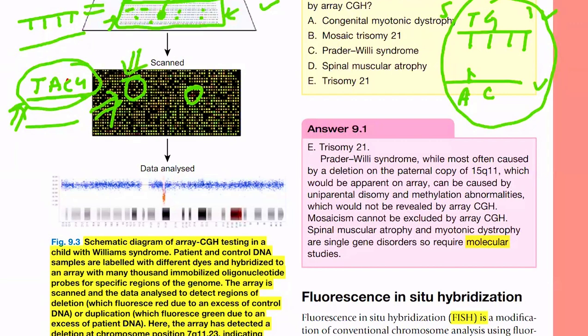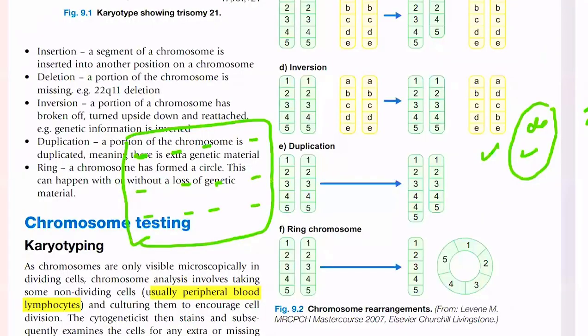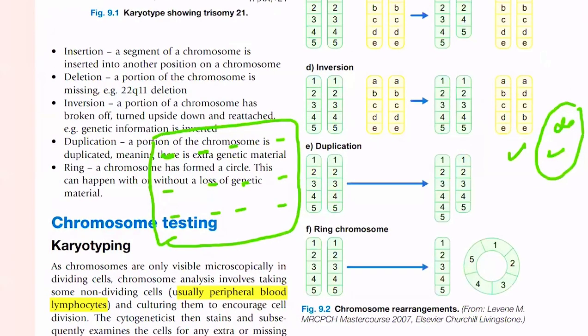Now see here. Here the array has detected a deletion at chromosome number 7. You got this point or not? If not, tell me very clearly. This is something that we usually do not go for. We just need to know why we are going for the FISH.